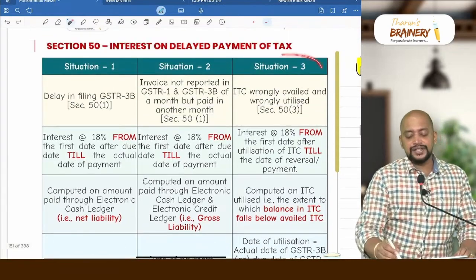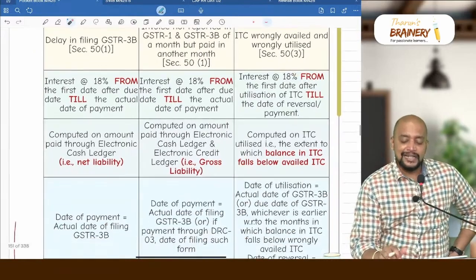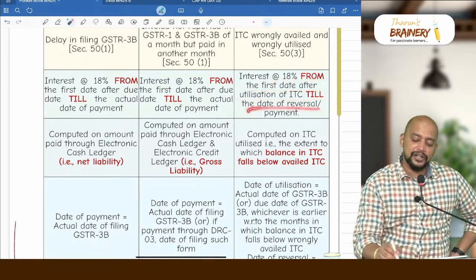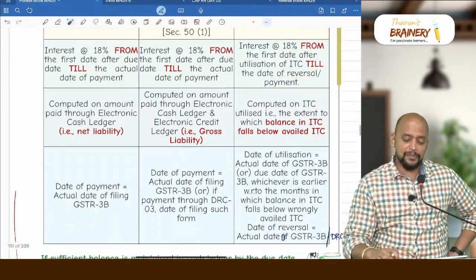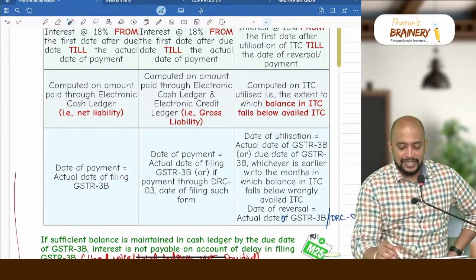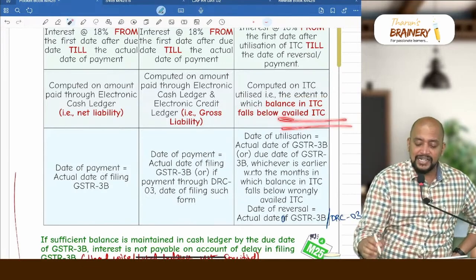Then situation 3, which we just now discussed, that is ITC wrongly availed and wrongly utilized. Interest will be at the rate of 18% from the first date after utilization of ITC till the date of reversal or payment, and it is computed on ITC utilized. What is the meaning of ITC utilized? The extent to which balance in ITC falls below the availed ITC.